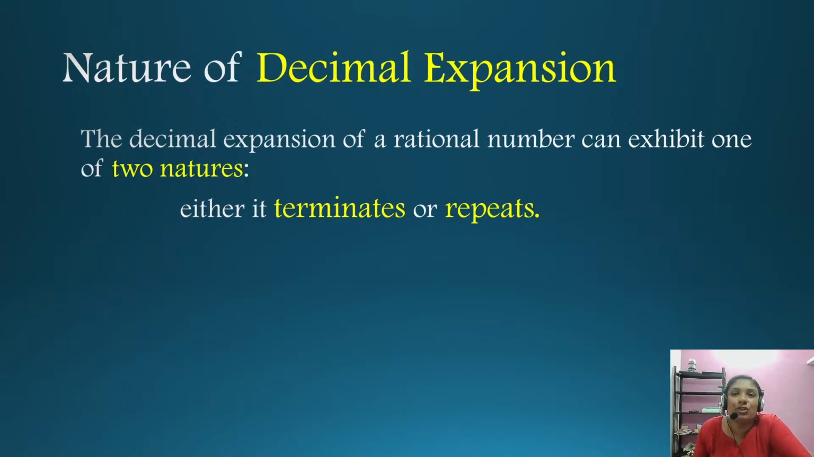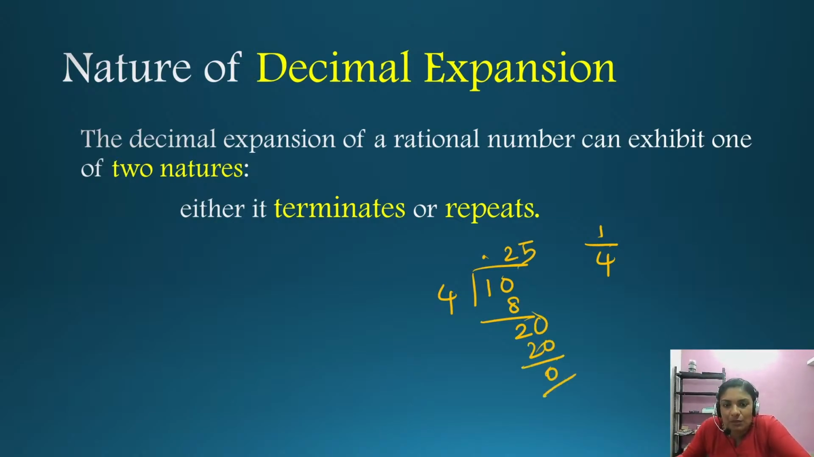Now comes nature of decimal expansion. You know how to divide rational numbers, right? Like if you divide 1 by 4, how will you divide 1 by 4? Just put 4 here, 0.0, 4 twos are 8, balance 2. Again, we already put a decimal point over here, so 0, 4 fives are 20, so balance is 0. See? So 1 by 4 is equal to 0.25. So 0.25 is the decimal expansion of the rational number 1 by 4.